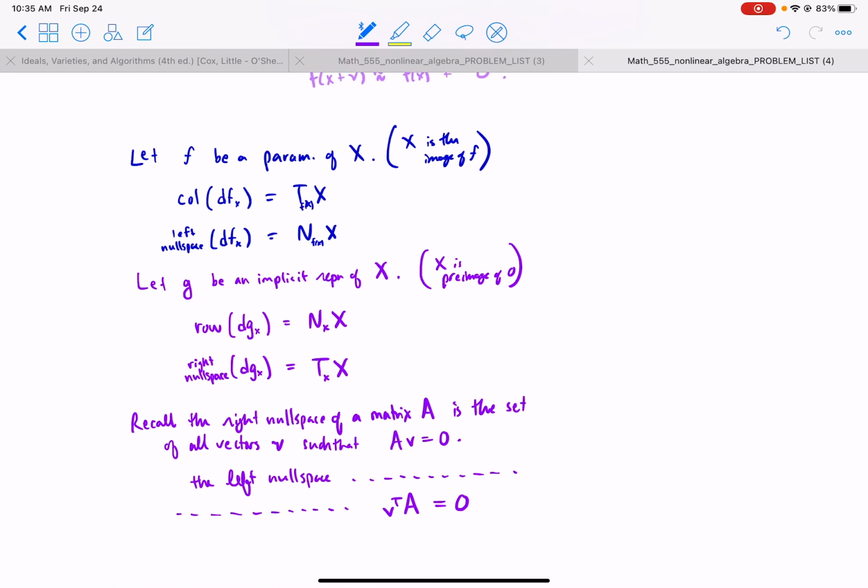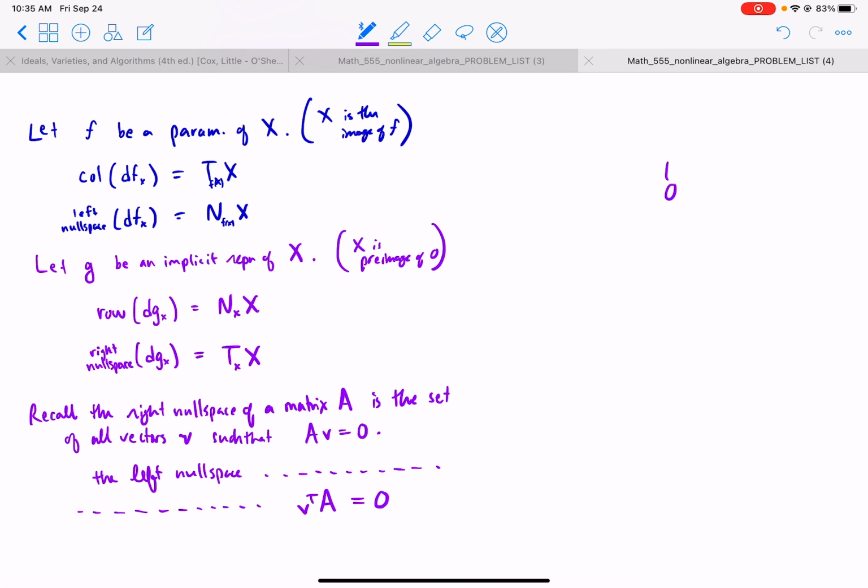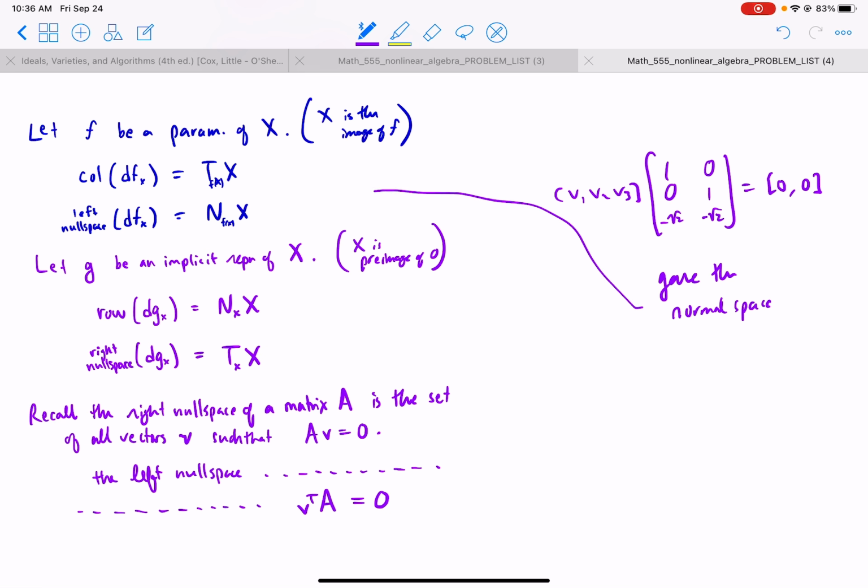A good example is when we had that 1, 0, minus, was it minus root 2? 0, 1, minus root 2. Then all the vectors with this gave the tangent space. No, gave the normal space. Why the normal space? Because this was a parametrization of a circle.